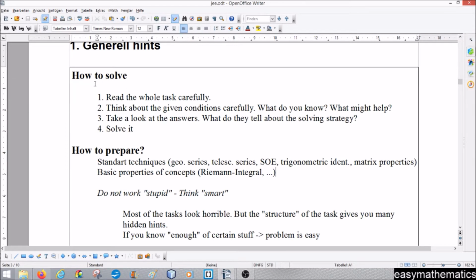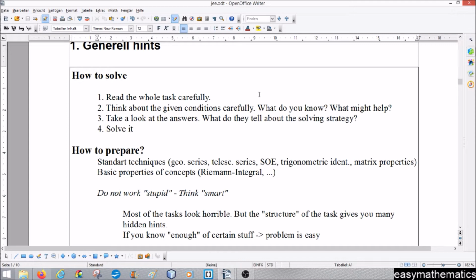It sounds stupid when I say read the whole task carefully. What do I mean by that? We will see that in detail. Yeah. And then the second step is you should think about the given conditions carefully. What do you know about that stuff? What might help? And if you look at the answers, some of the answers, they tell you how to choose the right solving strategy. Okay, you will see what I mean by that.